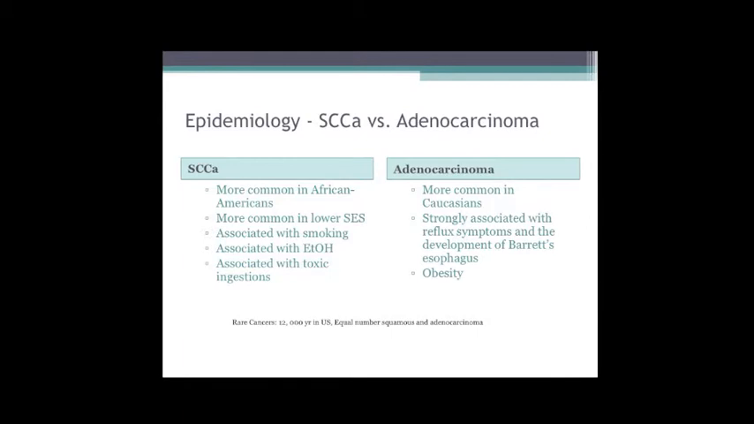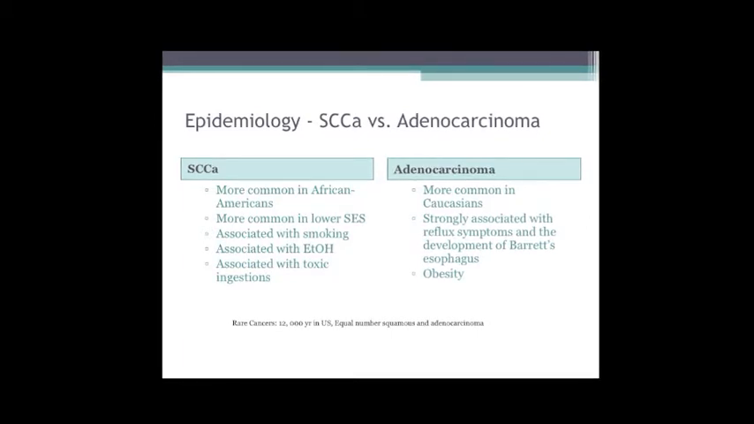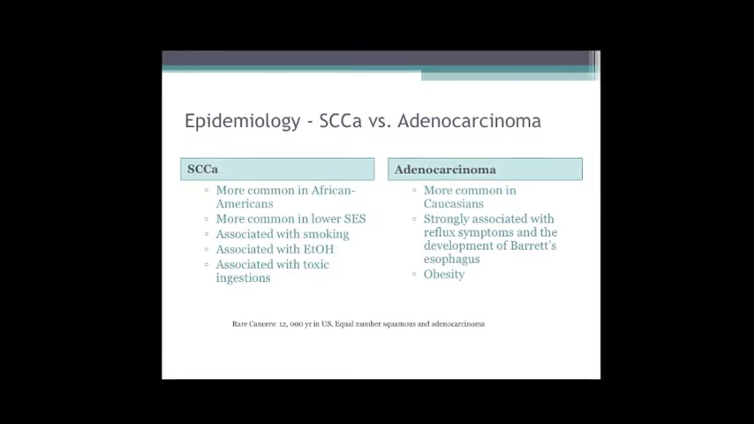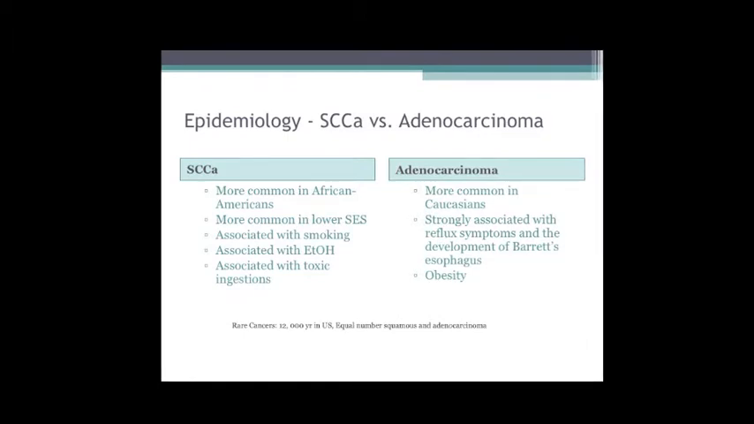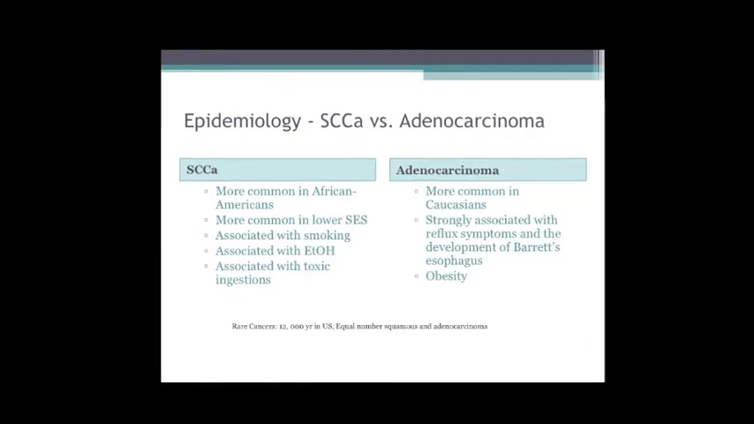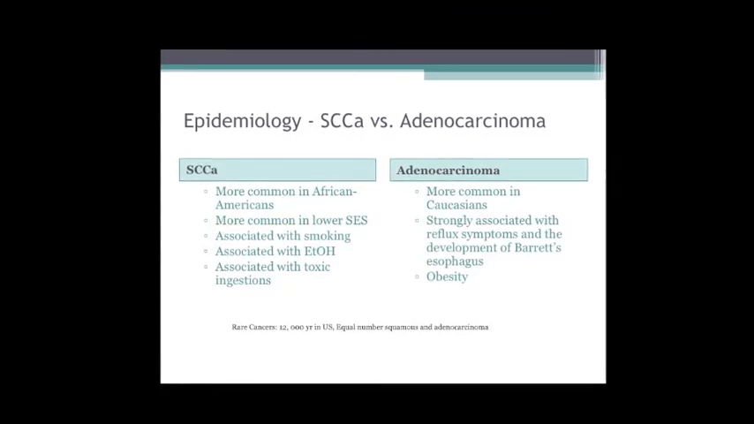Adenocarcinoma is more common in Caucasians. It's strongly associated with reflux symptoms and the development of Barrett's. Obesity is an increased risk factor. Squamous cell carcinoma we see more commonly in African Americans. It's more common in lower socioeconomic groups. It's associated with smoking and with ethanol. And if you have a patient who had a lye injury as a child, it is common as well.